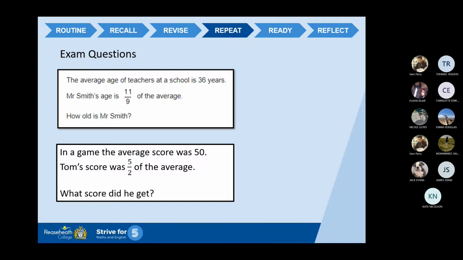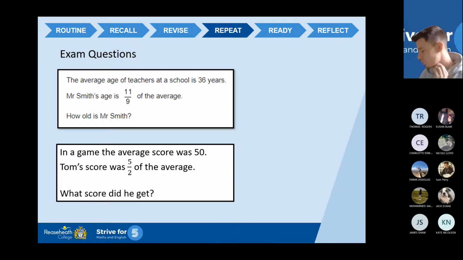Okay, guys, bring your attention back to the PowerPoint now. I'm going to go through these questions as best as I can. We'll review these questions together, okay? Right. Exam questions. So these 2 questions on the screen that you can see here, they're both 2 marks, okay?